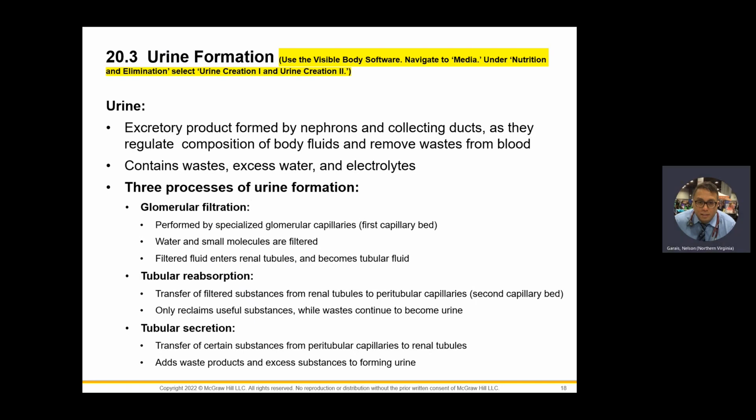Think reabsorption, think what? Back. I accidentally threw something out, and what do you do? You take it back. And secretion is the exact opposite. I should have thrown this thing out, and I'm throwing it out now. And why the redundant systems? Because your glomerulus is not 100%. It misses things sometimes.